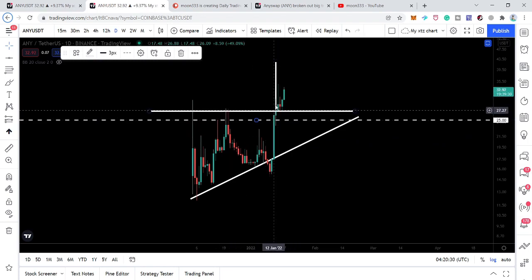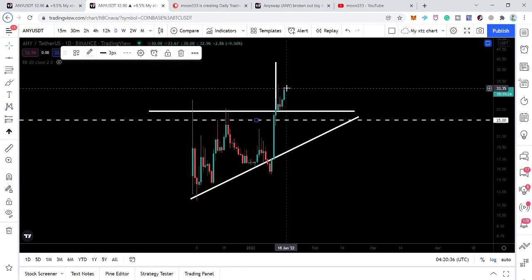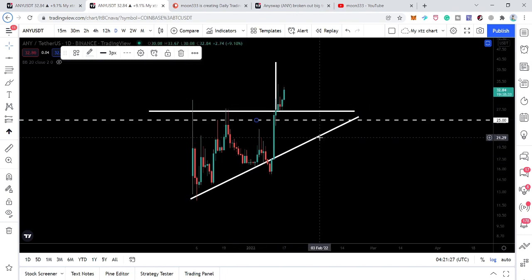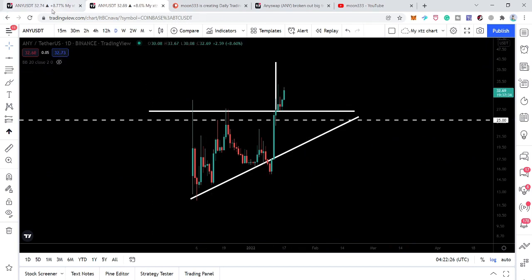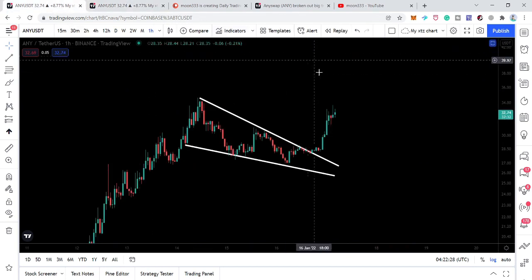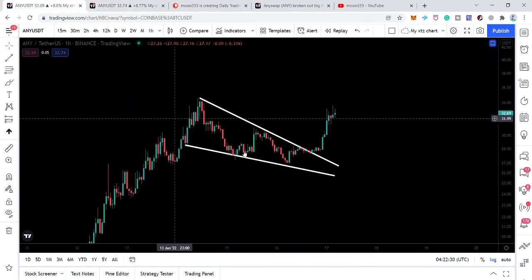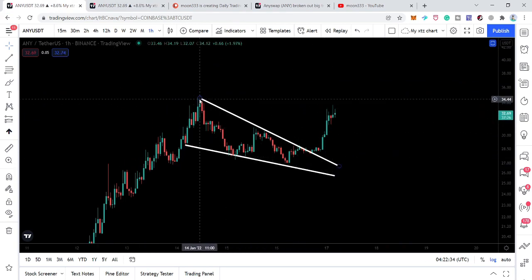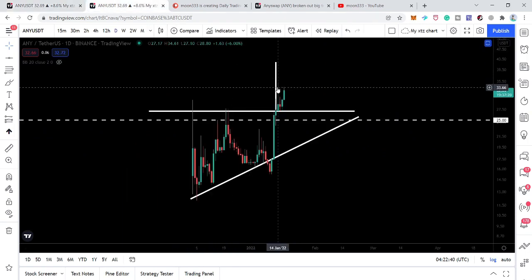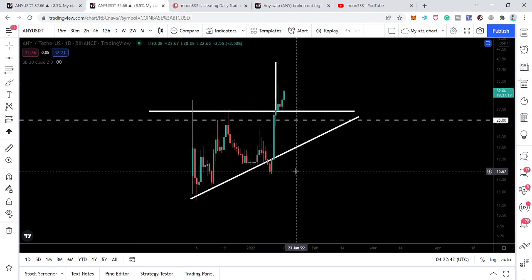And after breaking it out, we retested the previous resistance of the triangle, not the support of $25, and now we are moving up. However, this support of the triangle can work as a long-term support for Anyswap now. Now, if we switch to the smaller time frame, on the hourly time frame, then here we can observe that the price line has broken out this falling wedge pattern. Now it can reach this resistance that is approximately at $34.5. However, our final target will remain the same, approximately $42 as per this triangle.